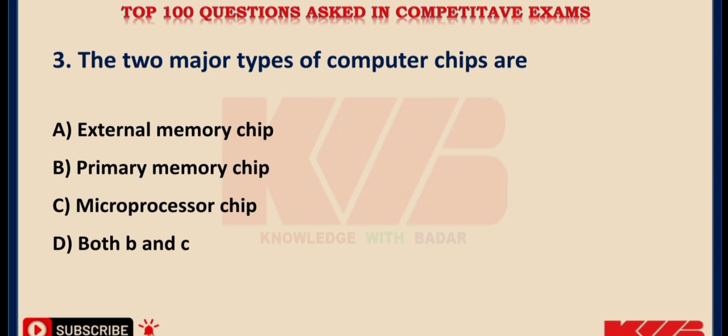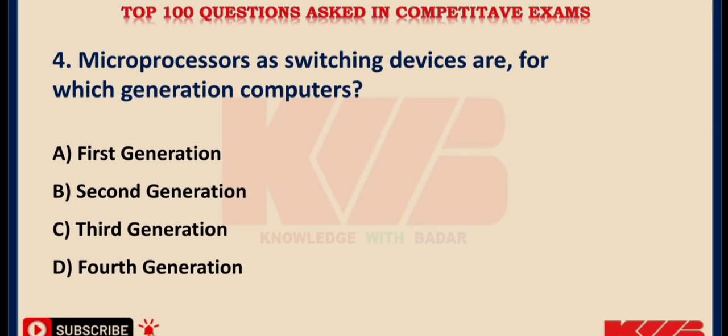Question number 3. The two major types of computer chips are external memory chip, primary memory chip, microprocessor chip, both B and C. And the correct answer is both B and C. Question number 4. Microprocessors as switching devices are for which generation computers? First generation, the second generation, third generation, or the last fourth generation? And the correct answer is fourth generation.